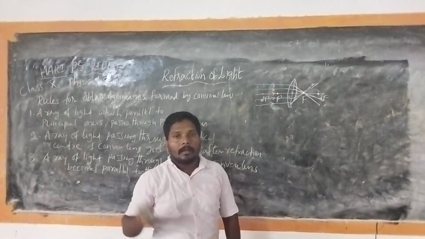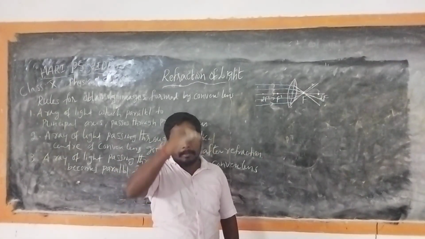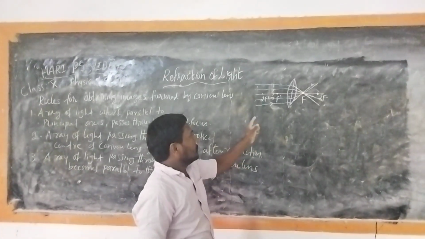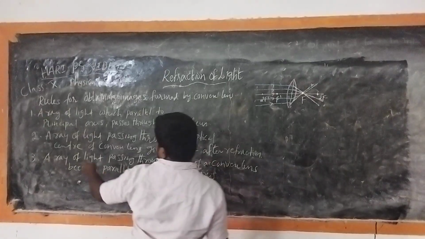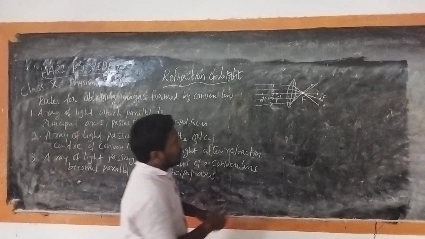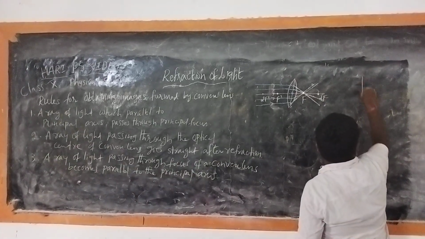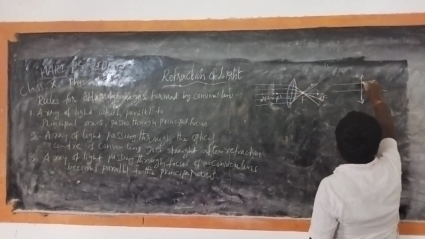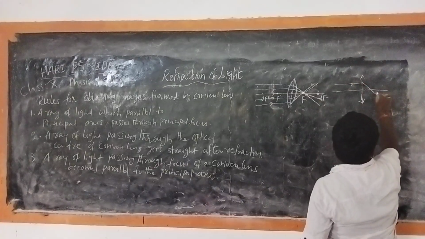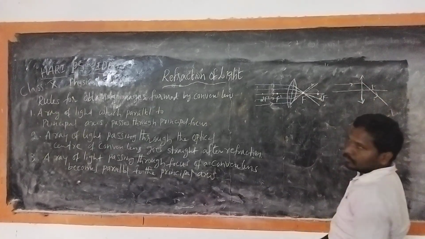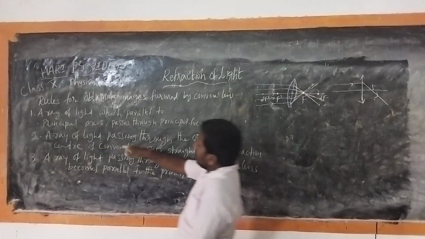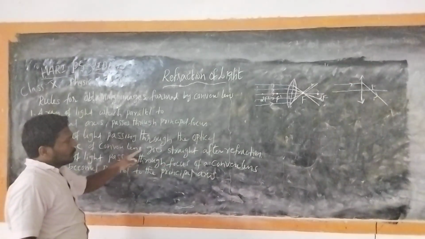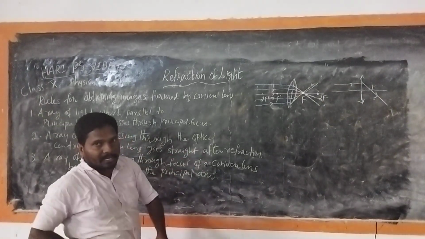This is the first one: parallel to the principal axis, they pass through the focus. Then the second one. A ray of light, we can also explain with a simple diagram, no problem. Light incident here passes through the focus. Alright. Second one: a ray of light passing through the optical center of a convex lens goes straight after refraction.